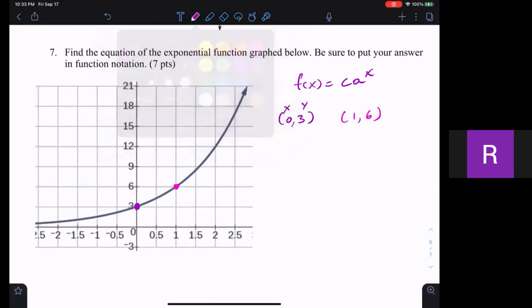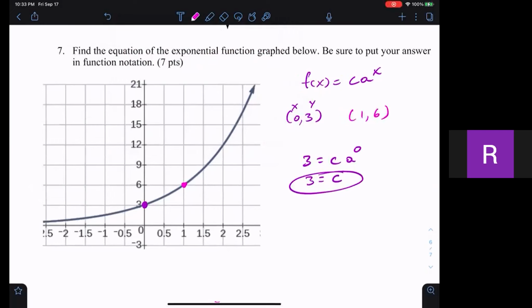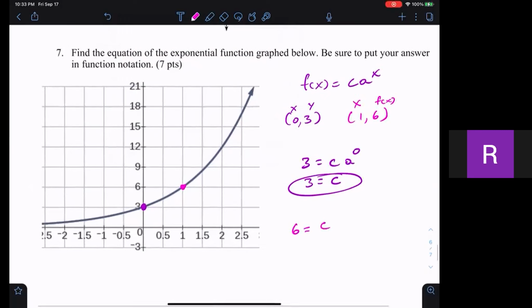So let's do the first one first. This is going to be 3 equals c a to the 0. Any number to the 0 is 1, right? I'm using 0 here because x equals 0. So c equals 3. Now I can find out the other value, a. I know that f of x is 6, c is 3, and x is 1. So a to the 1 is a, times 3 is 3a, and then I need to divide by 3. So a equals 2.